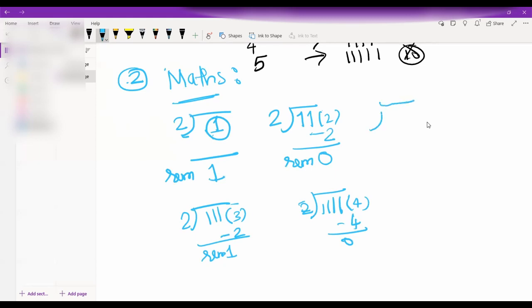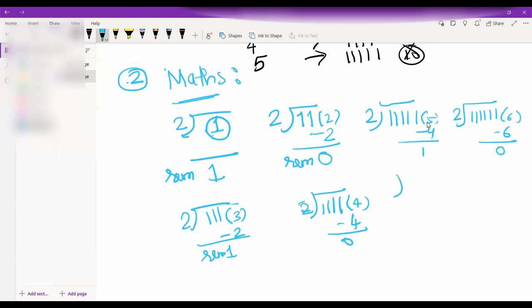Now we are having number 5. Number 5 is this one. So when we are going to divide by 2, what kind of thing are we getting? We are getting remainder as 1. Now we are having the next number as 6: 1, 2, 3, 4, 5, 6. When we are going to divide by 2, what kind of thing are we getting? We are getting remainder 0.